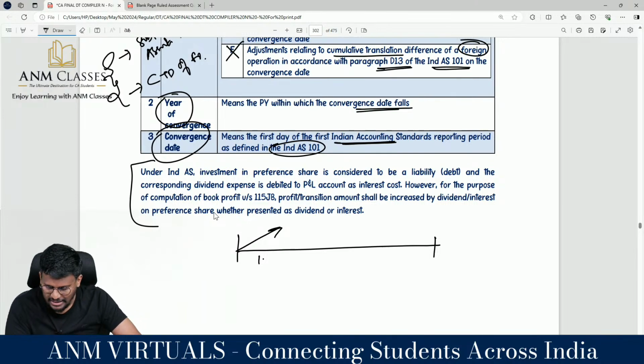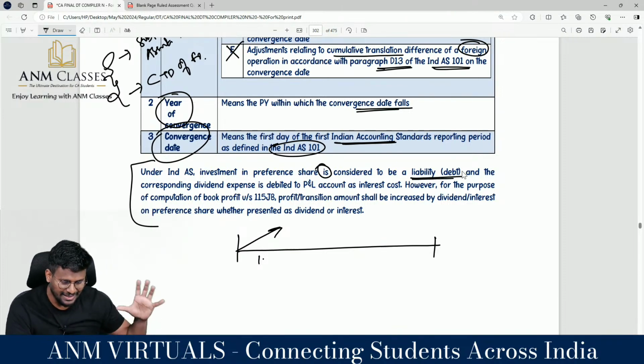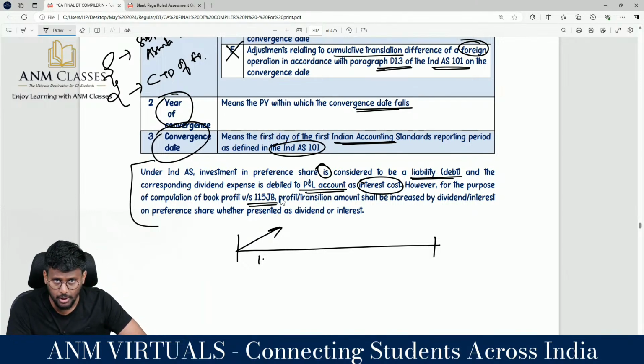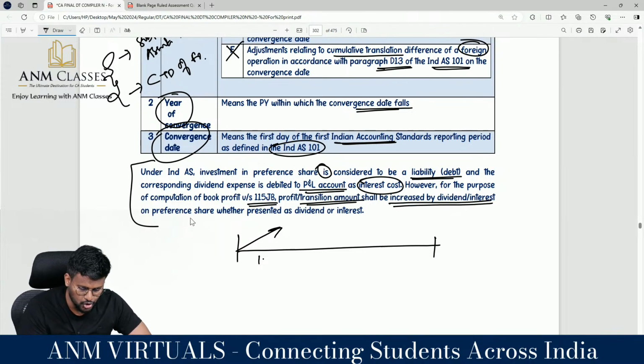So under Ind AS, my dear lovable students, preference shares are considered to be a liability, debt. As per the Ind AS, if you are investing in preference shares, it is considered to be a liability, that is debt, and the corresponding dividend expense is debited to P&L account as interest cost. However, for the purpose of computation of book profit under 115JB, the profit or transition amount shall be increased by dividend or interest on preference share, whether presented as dividend or interest.